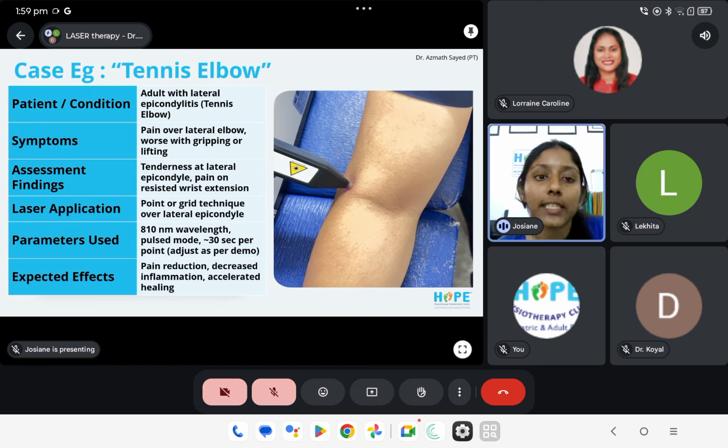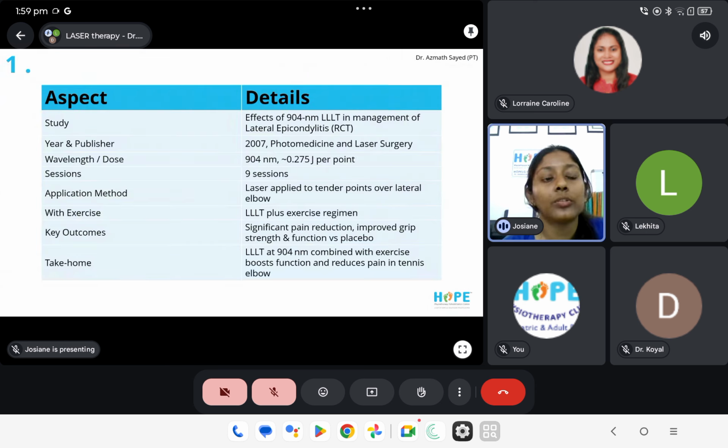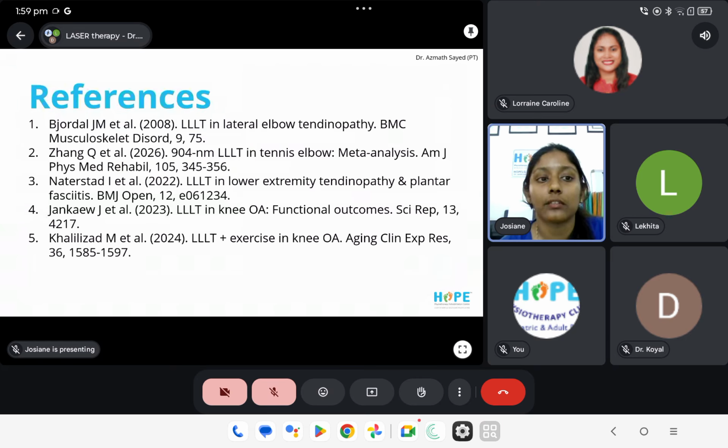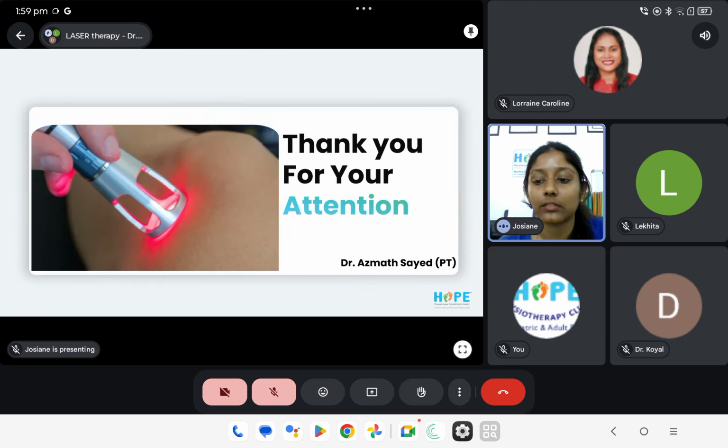We also saw a case example of a tennis elbow, where the laser was applied with a point or grid technique over the lateral epicondyle, 810 nanometer wavelength, pulse mode, 30 seconds per point. Also, we saw 5 recent advances which suggest that laser therapy is very effective in tendinopathies and inflammatory conditions. That's it. Thank you.